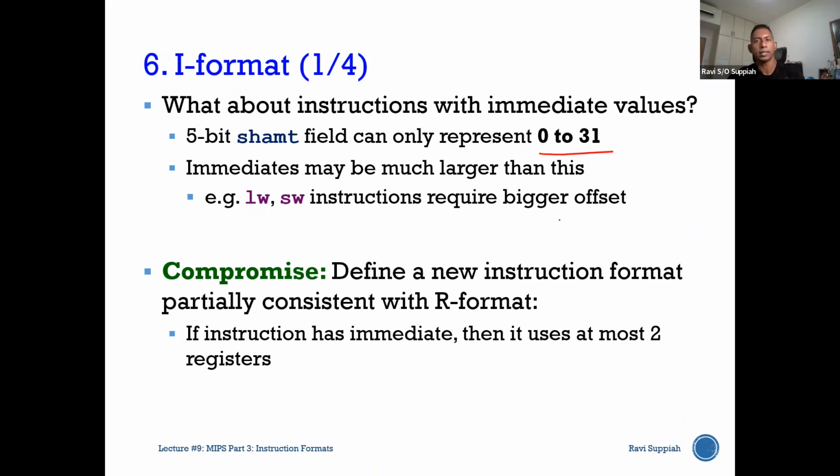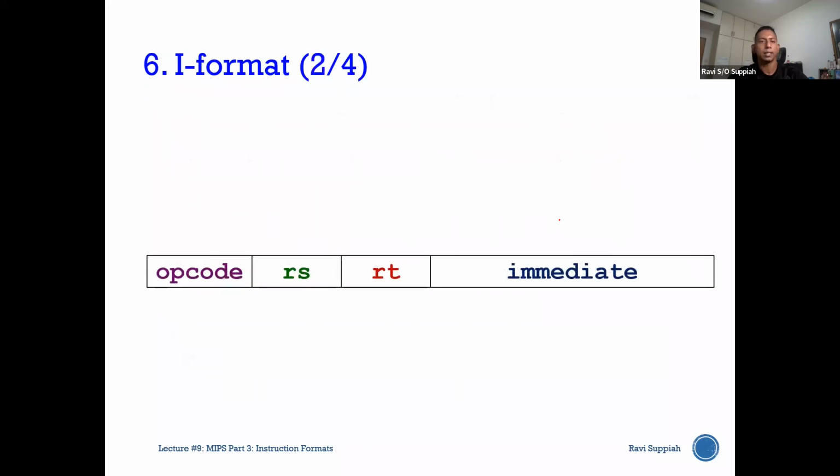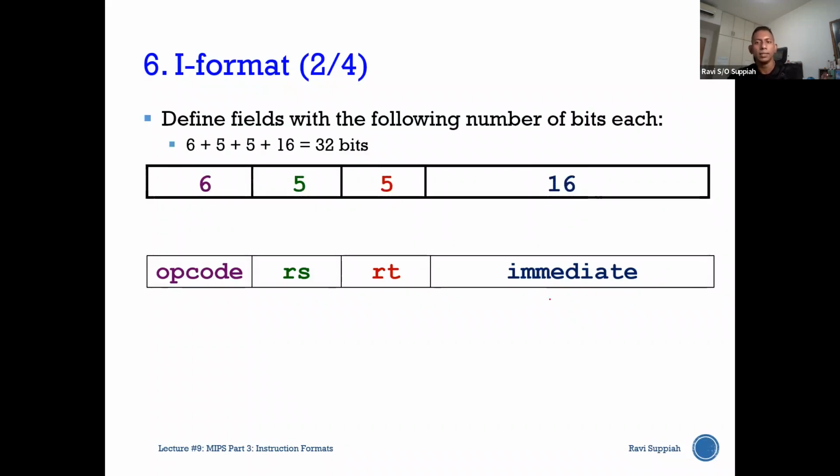All right, so that is where the idea of keeping or reusing whatever you have as much as possible, while we extend and provide some flexibility to grow the architecture. Okay, so that leads us to this new or extended format. It's called the I-type instruction. So in that, you have opcode, RS, RT, and now an immediate field. And this is specified by 6, 5, 5, 16.